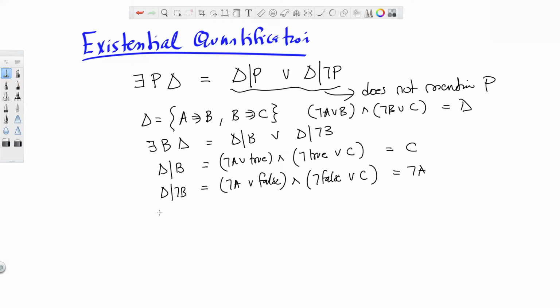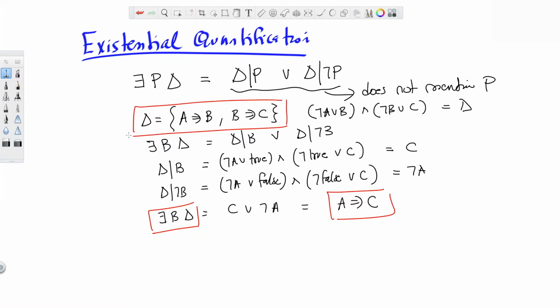Excellent. Okay, so now we have there exists B delta equals effectively this or that. So C or not A. And if I want to write this as an implication, it ends up being this guy. Okay, I'm going to highlight what we started with and what we ended with. This is what we got. And this is what we started with. So I took this knowledge base, A implies B, B implies C, and I said, let me existentially quantify the variable B, and then I got that particular expression.